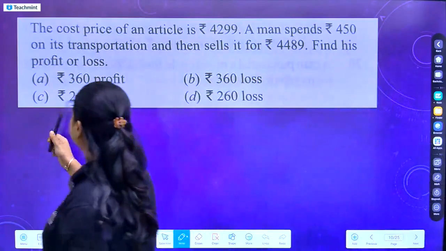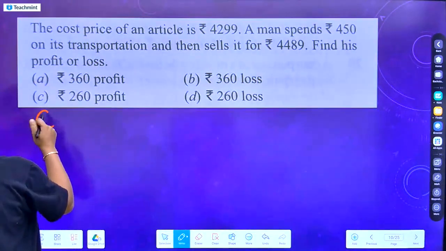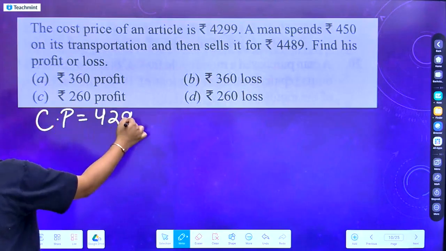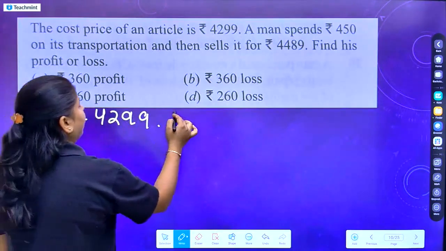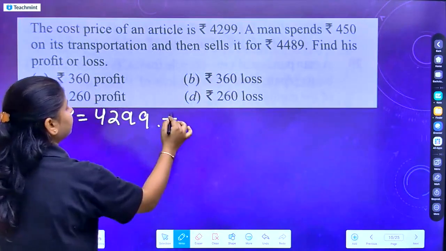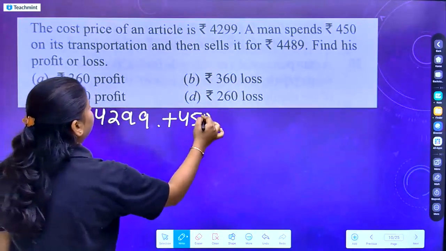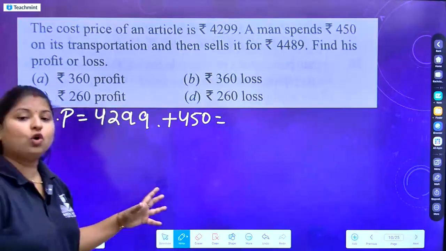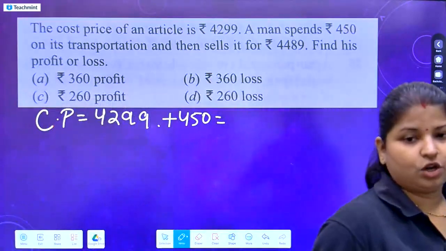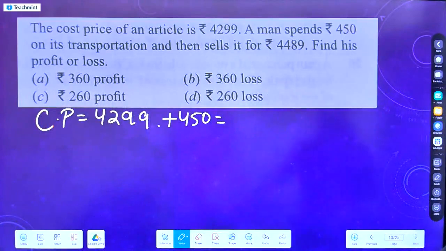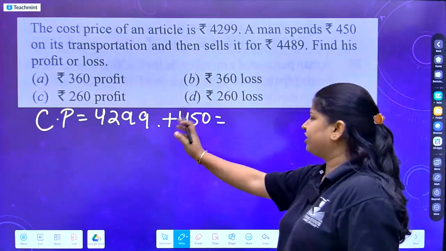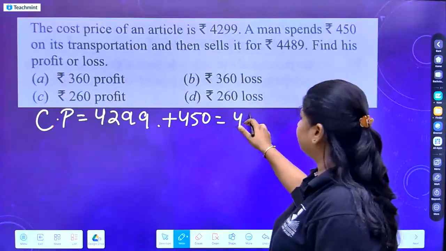See, cost price is 4,299 and extra, repairs and transportation, is 450. So total, how much did he spend? Total he spent is 4,749, when you add 4,300 and 450.